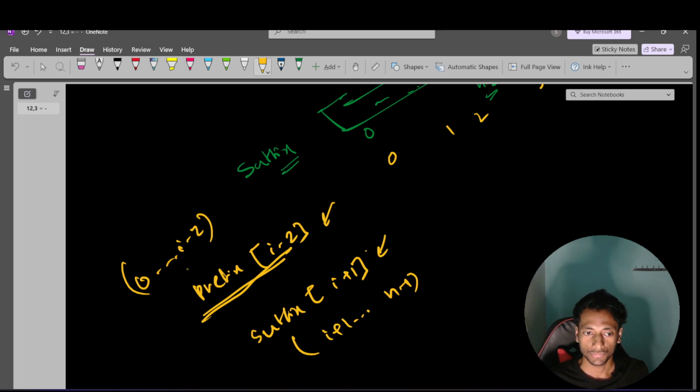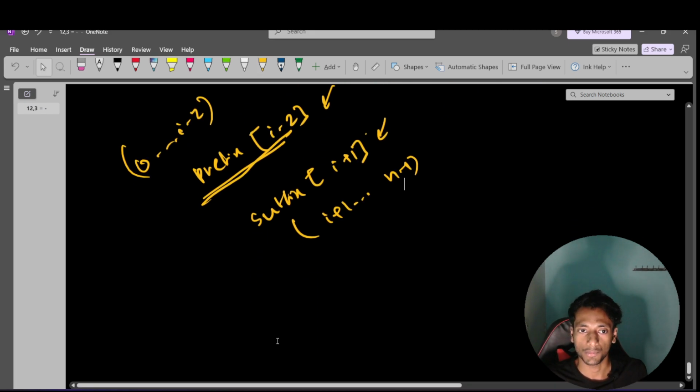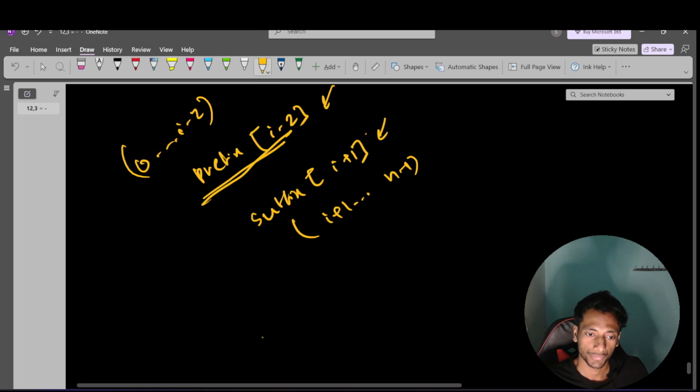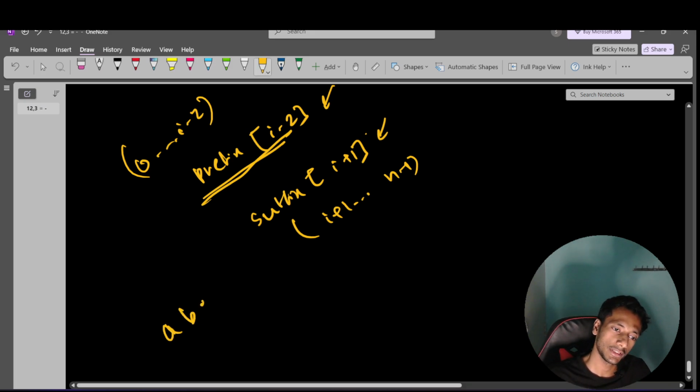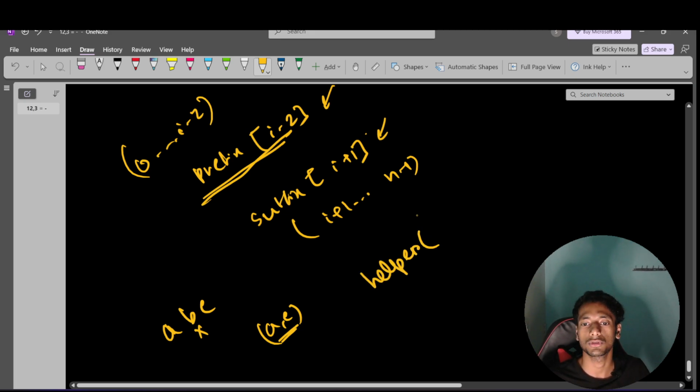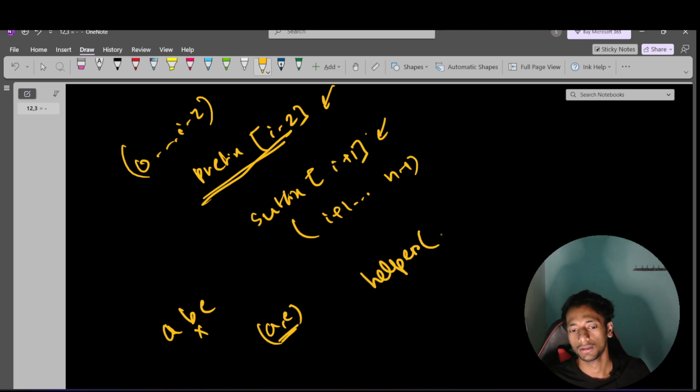So this is for already existing pairs. Now it is possible that after removing one string, it may create another new pair. So for this A, B, C, I have removed B. So I will create a new pair AC. For this situation I have to call the helper function that returns the longest common prefix substring. So I will call it with A and C.